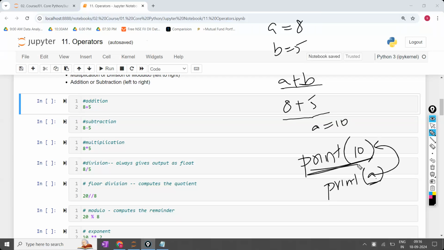Literally it is working with this one only. Though you are writing print of a, print of 10 only is working in the back end. So first it will collect the data, then it will execute that one. Is the point clear?